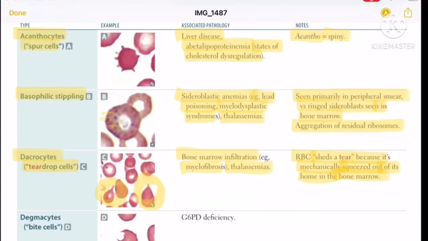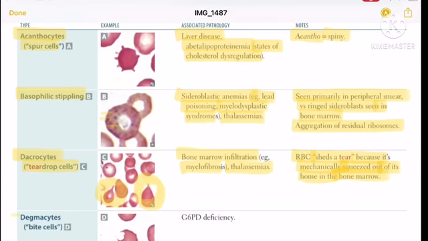So in case of myelofibrosis, what happens? The bone marrow becomes fibrotic, the production of new cells is very low, and the bone marrow becomes hard. Because of that there is mechanical squeezing and mechanical damage to the cells, and because of that squeezing, the RBCs appear like a teardrop. So it's a quite good pathognomonic feature of myelofibrosis.